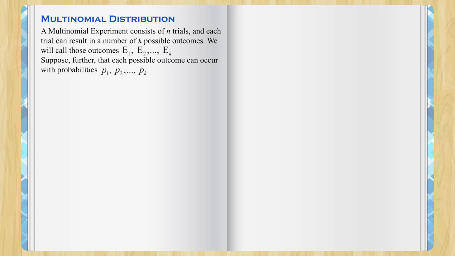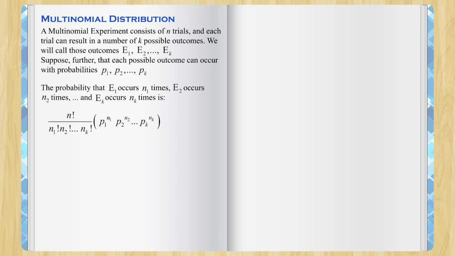That is, suppose a multinomial experiment consists of n trials, and each trial can result in a number of k possible outcomes. We call those outcomes event 1, event 2, and so forth, or E1, E2, and so forth. Suppose further that each possible outcome can occur with the probabilities P1, P2, all the way out to Pk. Then the probability that event 1 occurs n1 times, event 2 occurs n2 times, and event Ek occurs nk times is n factorial over n1 factorial, n2 factorial, all the way out to nk factorial, times each probability raised to the appropriate power, where n1 plus n2 all the way out to nk must add up to n.